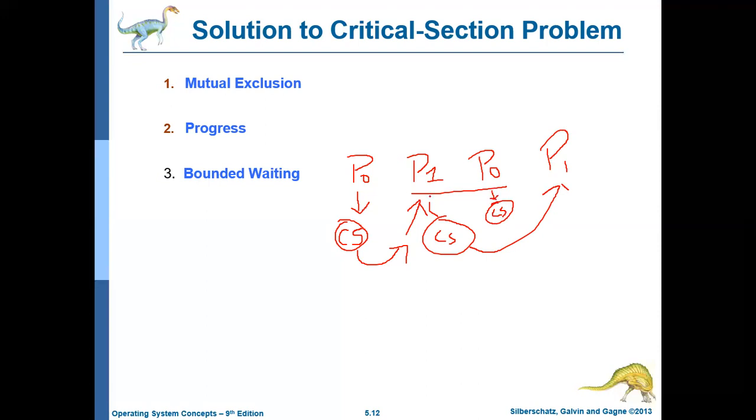So this we can generalize. If there are n processes waiting to enter the critical section, and currently process Pi comes out of the critical section and immediately wants the critical section again, then it should not be allowed to enter unless all the remaining n minus 1 processes have entered the critical section. Only then should Pi get a chance. So this is called bounded waiting.